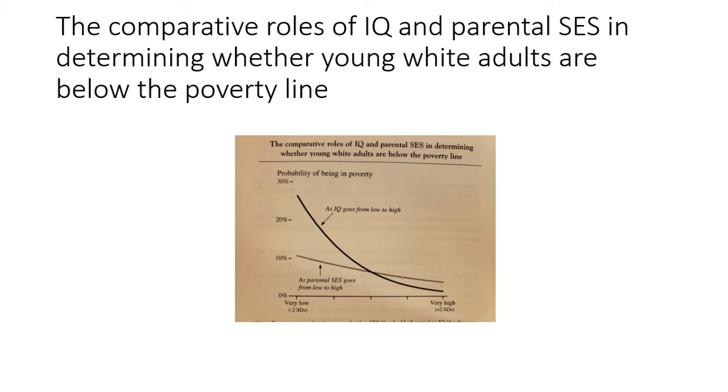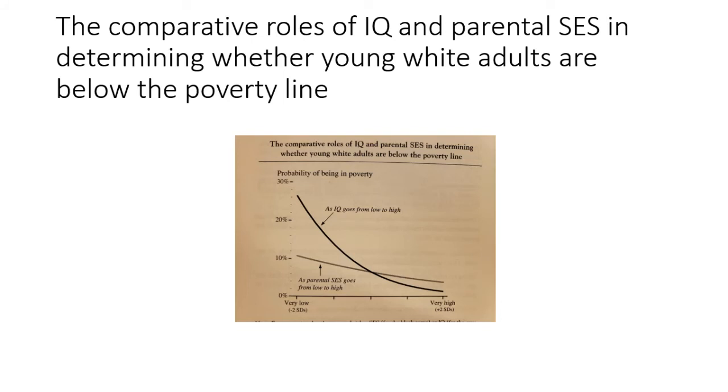And on the x-axis, we have standard deviations from the mean of your independent variable. So if you see on the right-hand side, very high, 2 standard deviations. So 2 standard deviations of IQ or socioeconomic status. Y-axis, you have the probability of being in poverty. So answering that yes or no question.